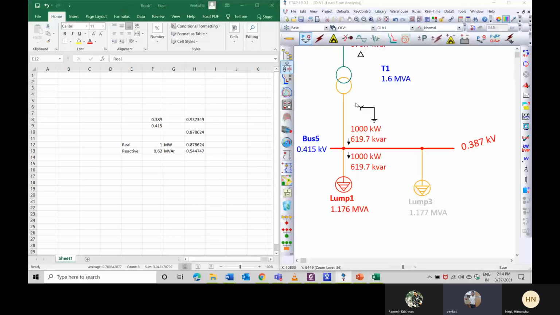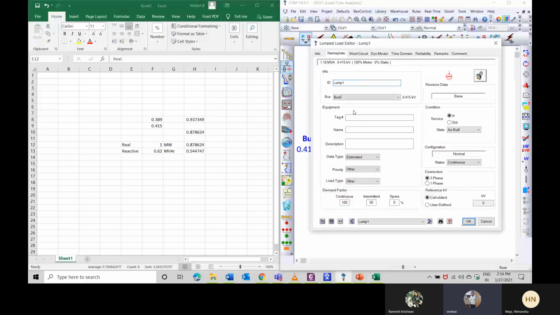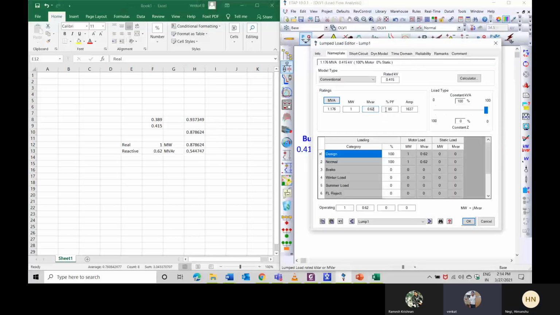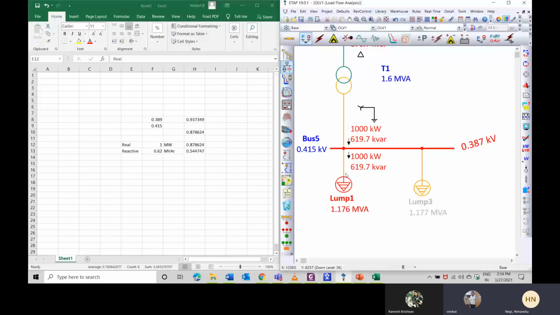This is the value which we have put here, 1 megawatt and 0.62 Mvar. This is what it is taking here. This is the difference between constant impedance and constant power load. And the other one remaining is the constant current load.